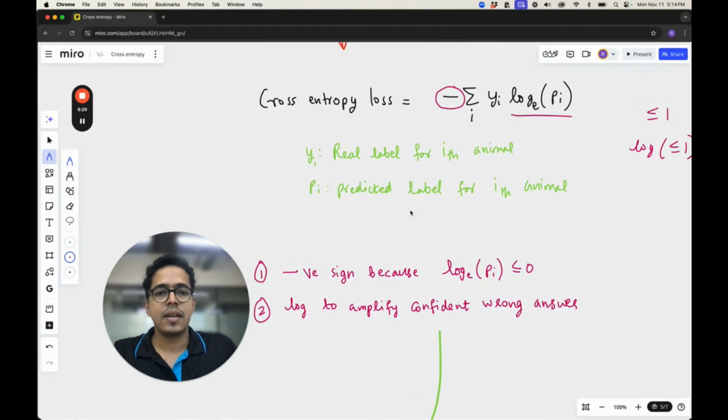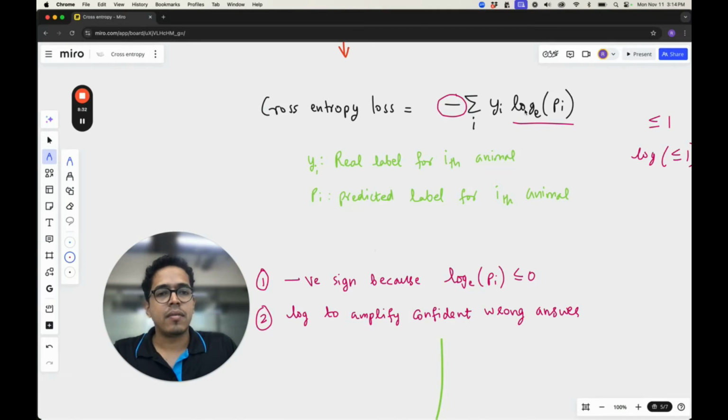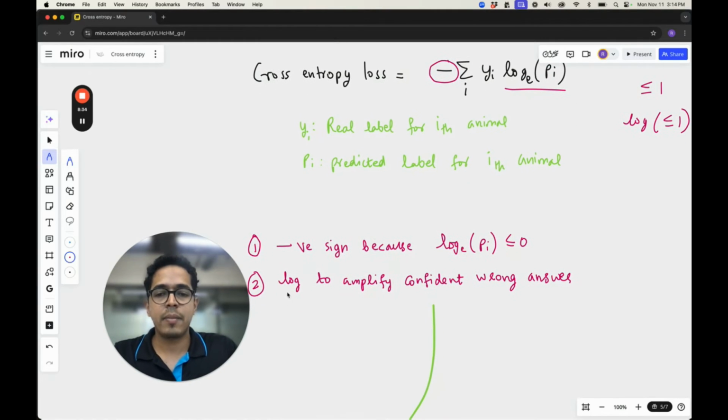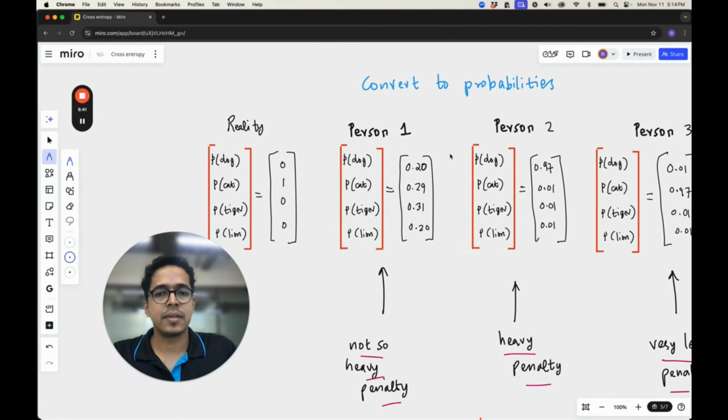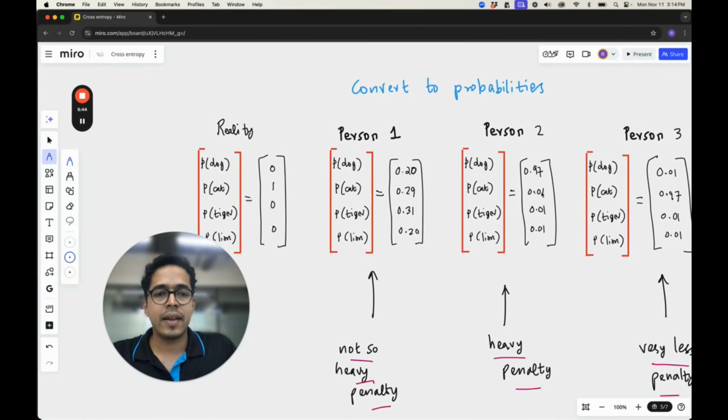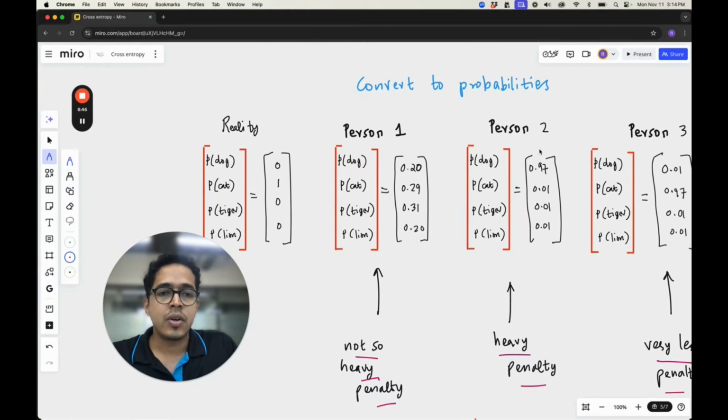Second thing is, why are we using logarithm here? Why not something else? We are using logarithm primarily to amplify the confidently wrong answers. So let's look at an example of a confidently wrong answer. So person 2 was confidently wrong. How do we say that person 2 is confidently wrong? Because the reality is that it is a cat. But person 2 is saying that there is only a 0.01 chance, which means 1% chance that it is a cat. So person 2 is completely wrong.